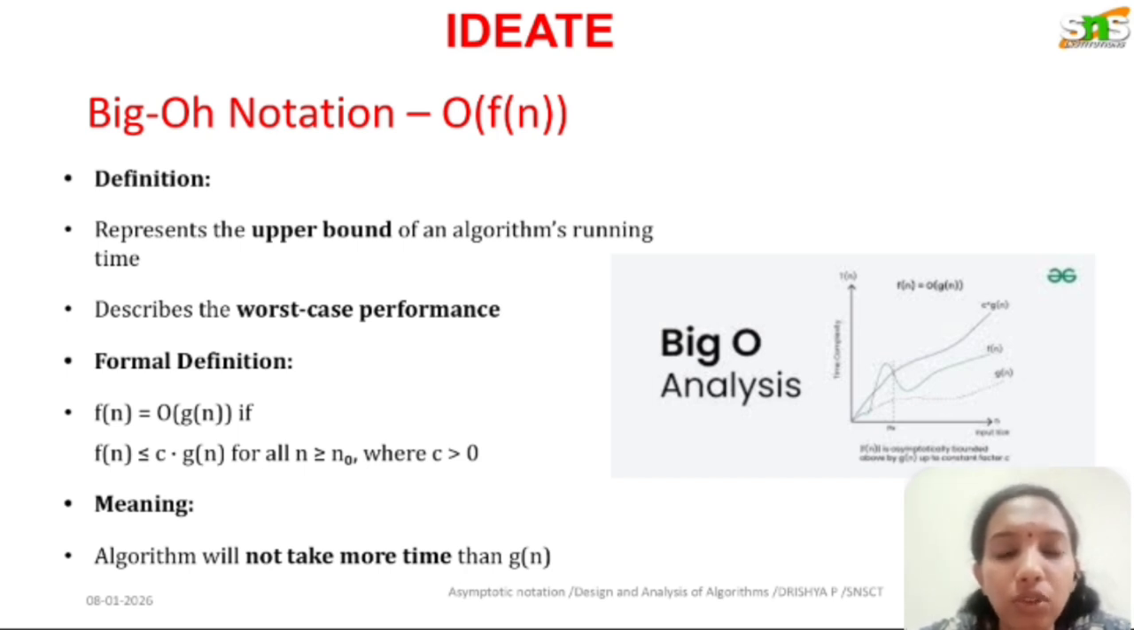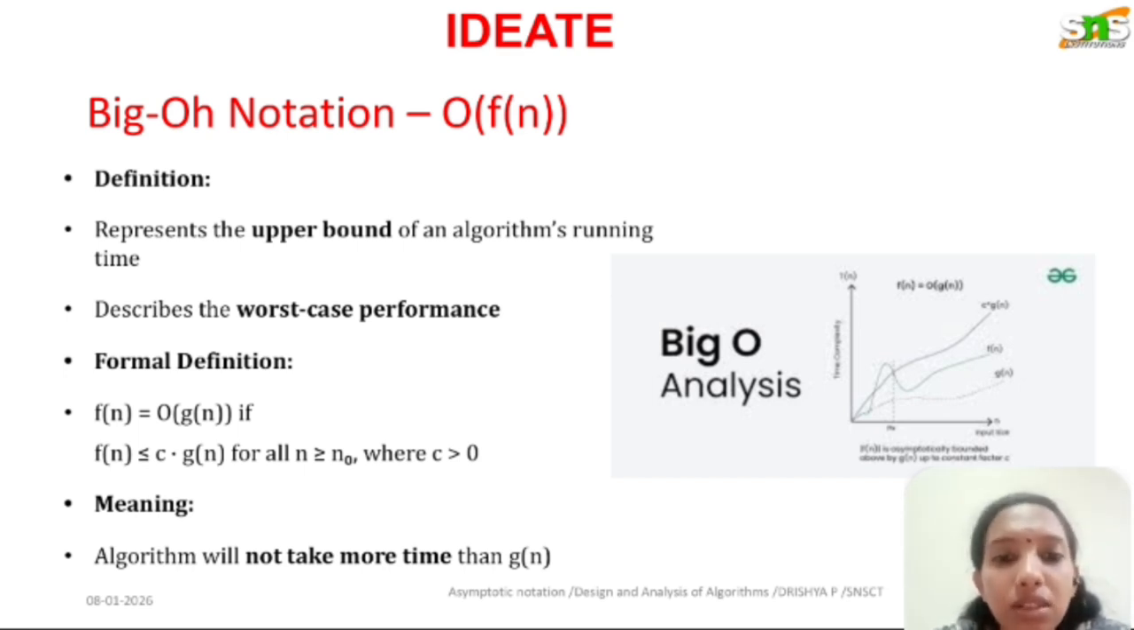First we are going to the first type of notation, that is big O notation. It is represented using the letter O of f of n. The definition of big O notation is that it is represented using upper bound and lower bound. This is the graph representing big O analysis.